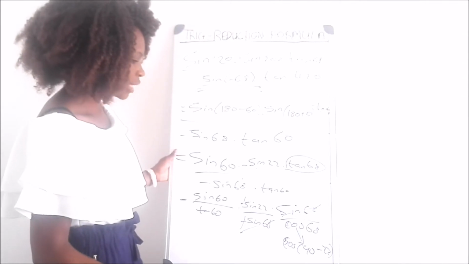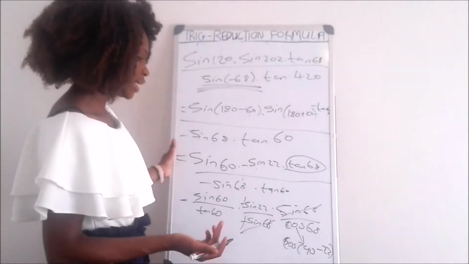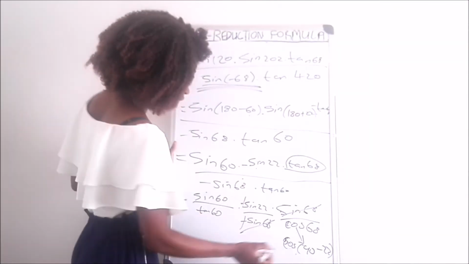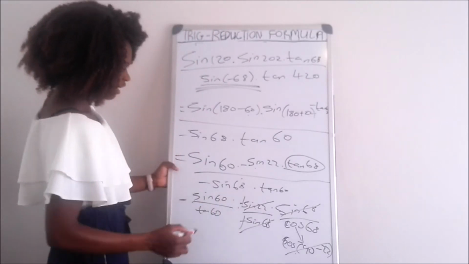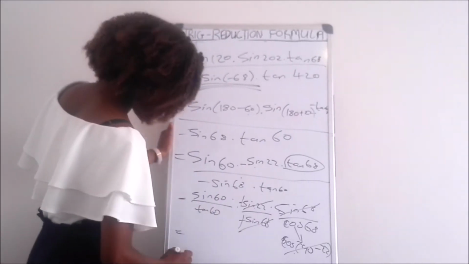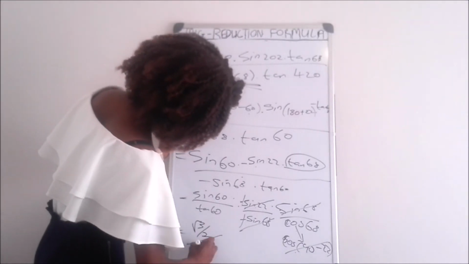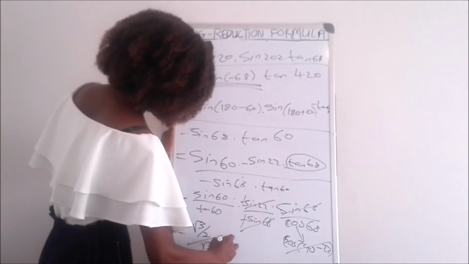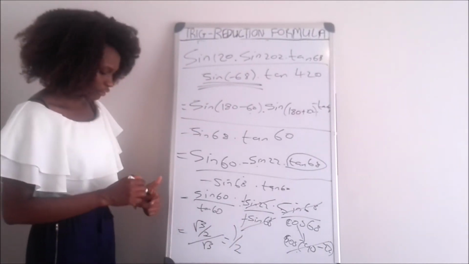That means that the answer will now be positive sine 22, because 90 is a cofunction. Now we have a positive sine 22, which will cancel with this one right here. Then we'll be left with sine 60 divided by tan 60. Then sine of 60 in special angles is equal to root 3 over 2, divided by tan 60, which is equal to root 3. When we divide them, it will give us 1 over 2. It's equal to 1 over 2.